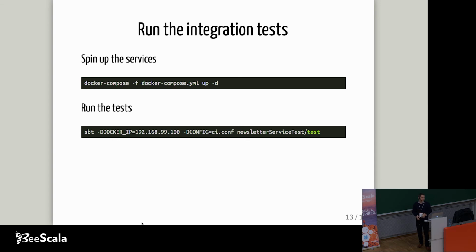Spinning up the services is very simple: Docker Compose, run with the file that I just showed you. And then running the tests, I have basically a multi-project SBT file. And one of them is the newsletter service test, which contains the integration tests.